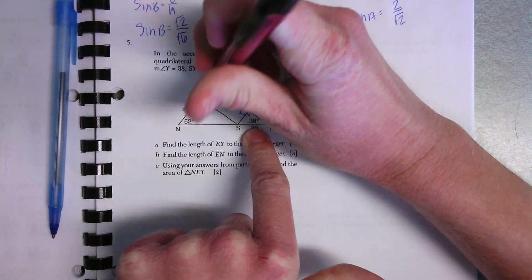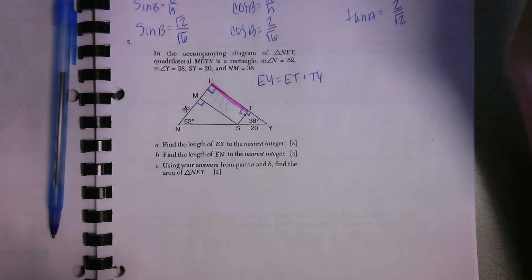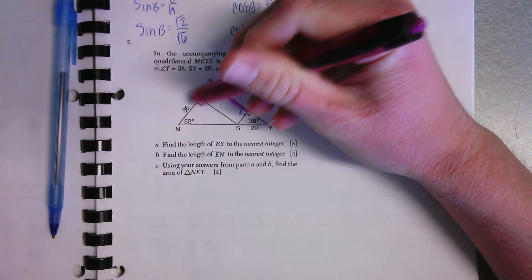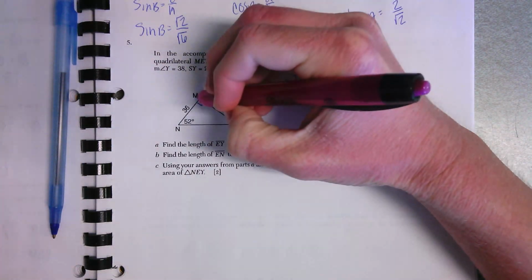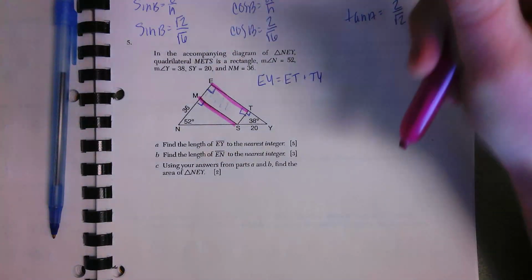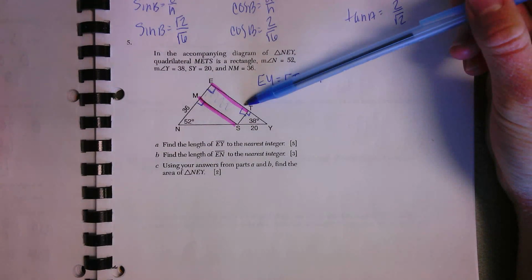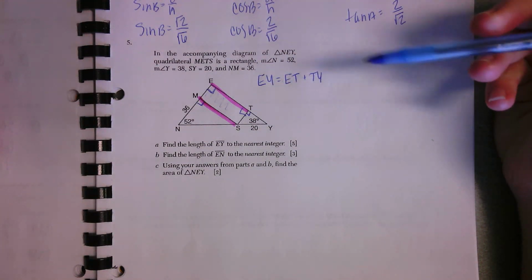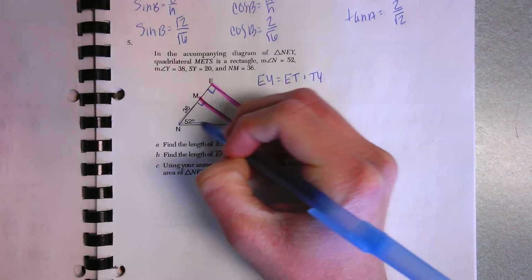However, for ET, there's nothing really to help us find its length, but since METS is a rectangle, the length of ET and MS are going to be the same length. So if we find the length of MS, we can find the length of ET. So let's start somewhere. I guess let's start with this one.